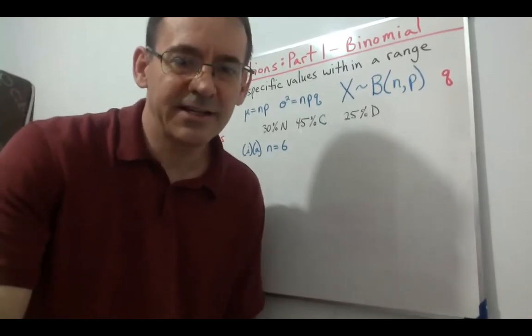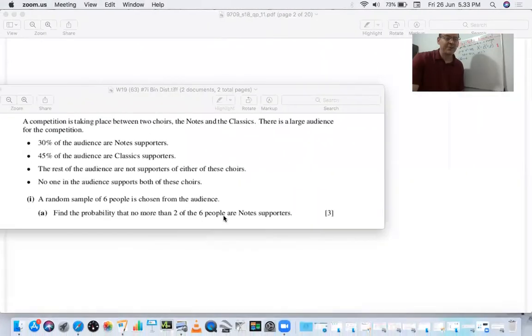Okay, let's look at our second example here. It says a competition is taking place between 2 choirs, the notes and the classics. There is a large audience for the competition. 30% of the audience are notes supporters. That is, 30% of the people in the audience like the choir called the notes, and 45% of the audience support the choir named the classics. The rest of the audience are not supporters of either one, and no one in the audience supports both of the choirs.